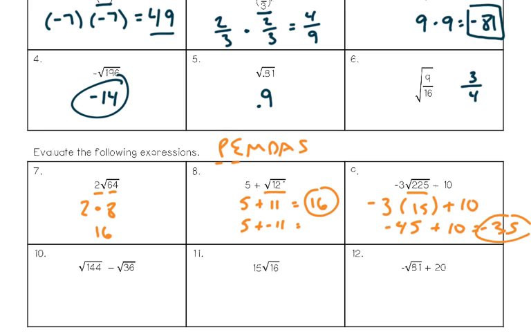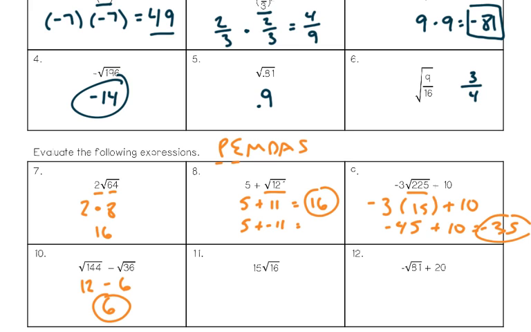Number 10 says find the square root of 144 and then subtract the square root of 36. So the square root of 144 is 12. Take away the square root of 36, which is 6. So 12 minus 6 is 6. So 6 is your final answer.